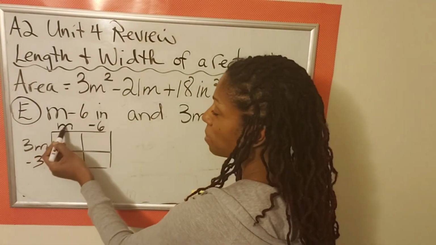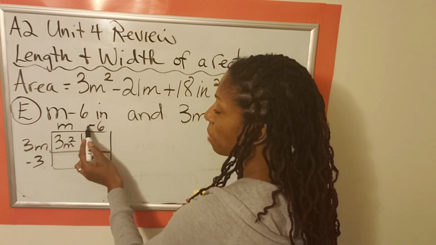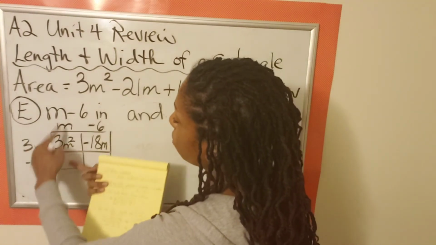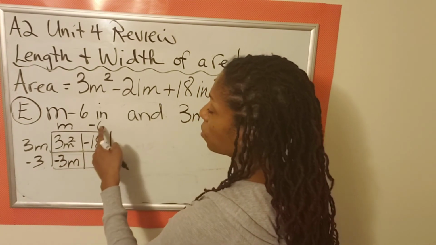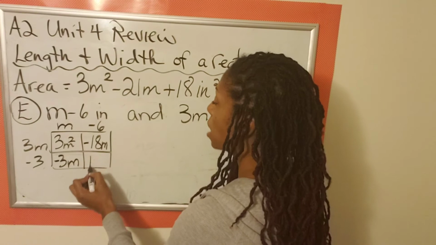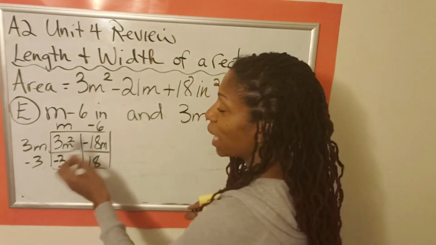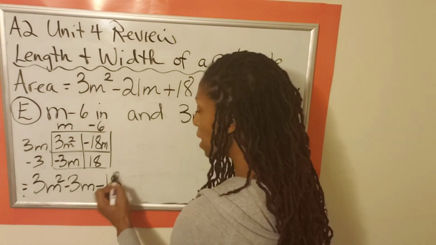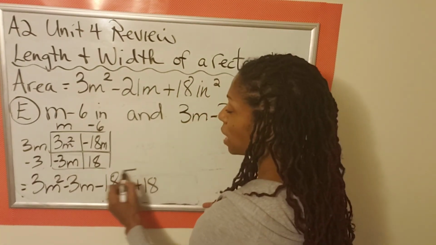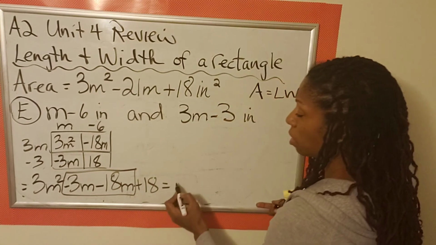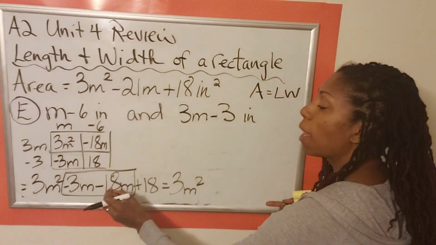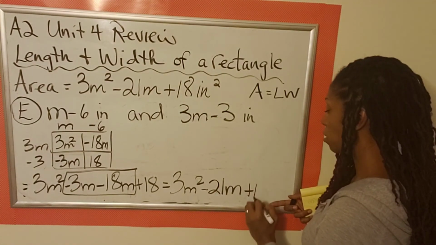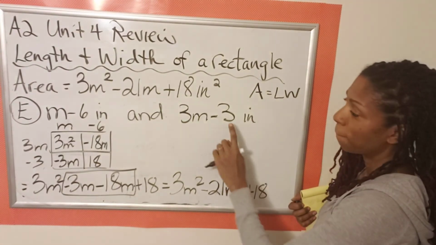And now let's multiply. 3m times m is 3m squared. 3m times negative 6 is negative 18m. Negative 3 times m is negative 3m. And then negative 3 times negative 6 is positive 18. This is looking good. So if we add up all the little pieces, we'll get 3m squared minus 3m minus 18m plus 18. Combine your like terms, these two things right here. We'll get 3m squared, negative 3 and negative 18 is negative 21, negative 21m, and then the plus 18. We're happy.